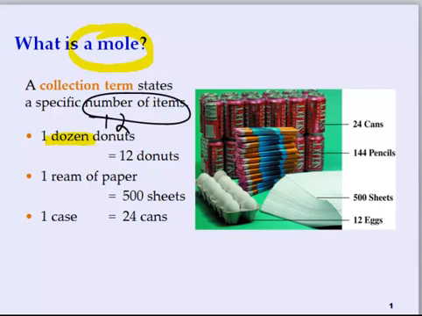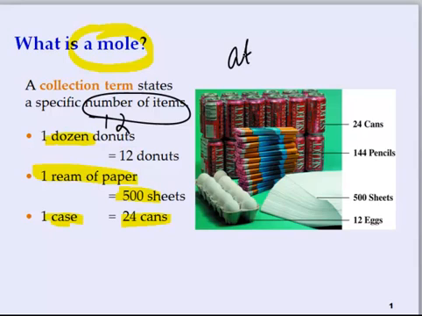Similarly, another example that you can see up here is a ream of paper. A ream is always considered to be 500 sheets. A case quantifies a number 12. So these would be terms that are used to specify the number of a substance. In chemistry, we use the term moles to count very tiny particles.